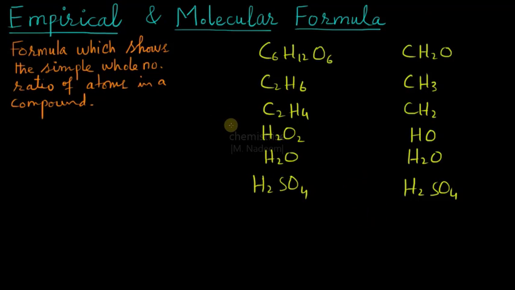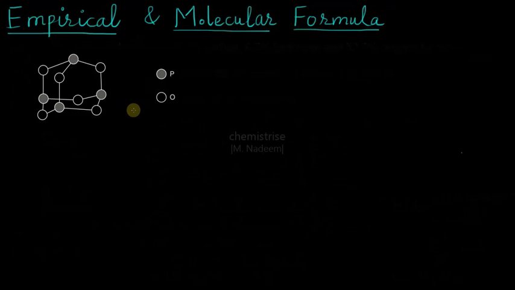So we have seen how to find the empirical formula from the given molecular formula. Now let's see how to find the empirical formula from any given structure. Look at this first structure in which we have phosphorus and oxygen. If you count the phosphorus, they are 4 in number, while if you count oxygen, they are 6. So the molecular formula for this compound is P4O6. And if you find the simple ratio, that would be P2O3. In this way, we can find the empirical and molecular formula from the structure.